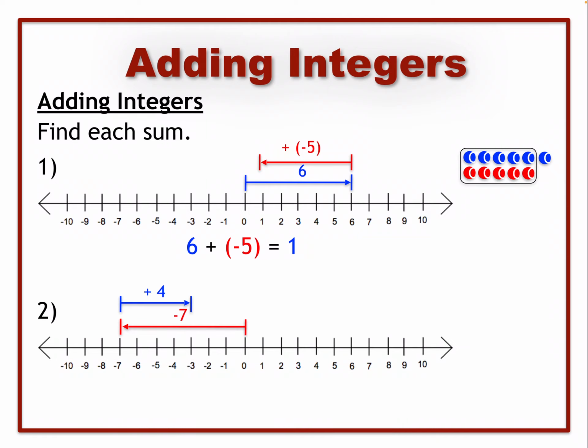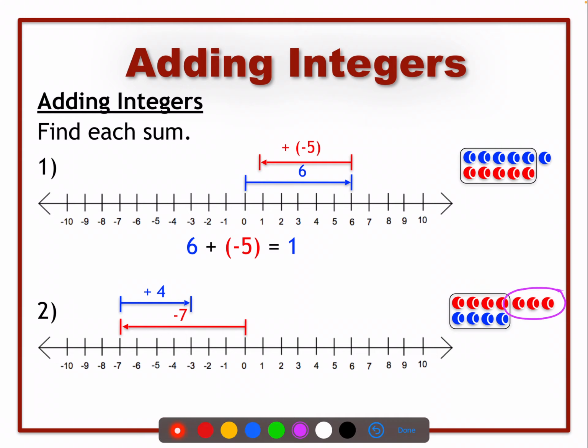Number 2, starting from 0, you move to the left, that means it's negative 7, and then from there you move to the right 4 places, so that will be plus 4. So again, that means we have 7 negatives and 4 positives. Again, making couples, that means I'm going to have 3 negatives left.